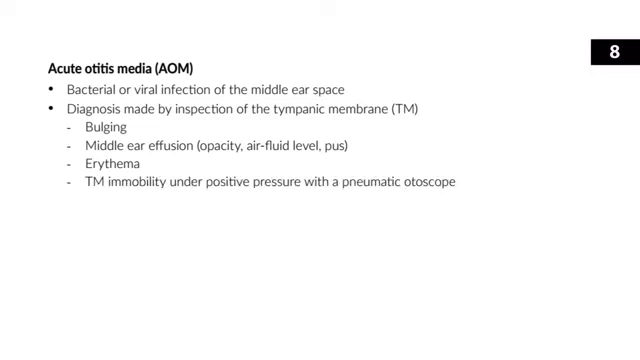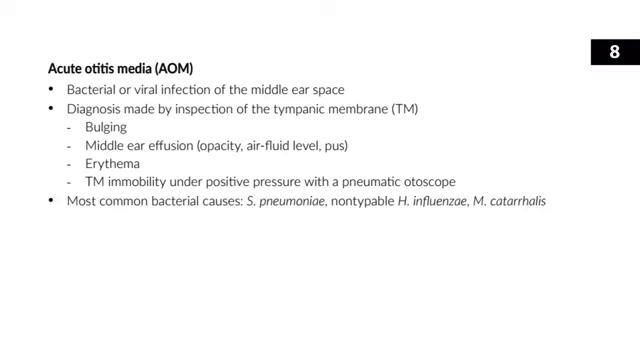Another important clue is that the tympanic membrane is immobile under positive pressure with a pneumatic otoscope. So you blow a little puff of air into the ear canal with an insufflator and you look for movement of the tympanic membrane, because if the tympanic membrane is immobile, that's an important criterion for the diagnosis of acute otitis media. So what are the bacteria that can cause acute otitis media?